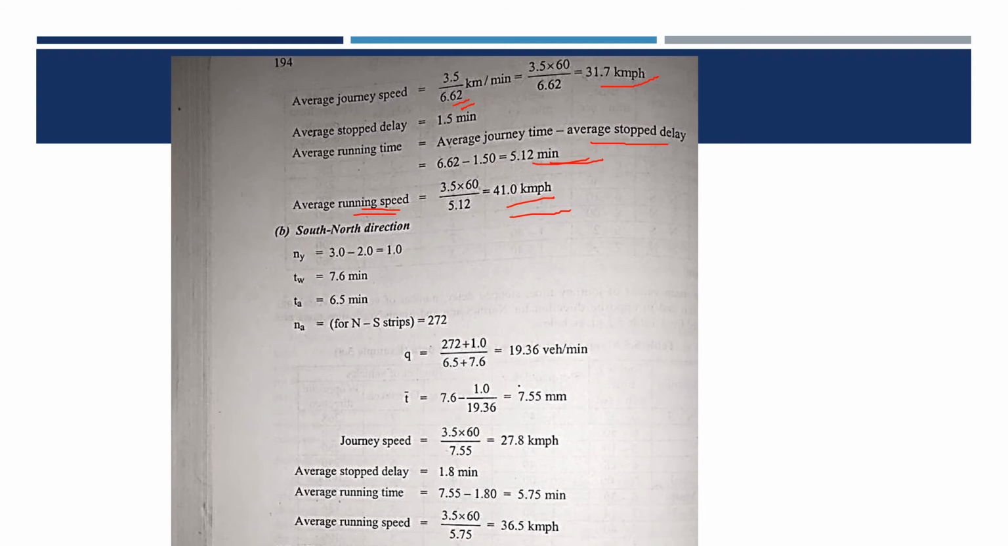Alright, so this is how you need to calculate journey time and running time, journey speed, running speed. The same exercise has to be repeated for the other side, south-north direction, so that accordingly we can calculate the running speed as well as journey speed for it. Alright.